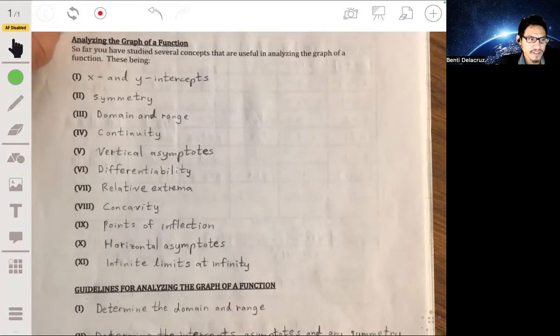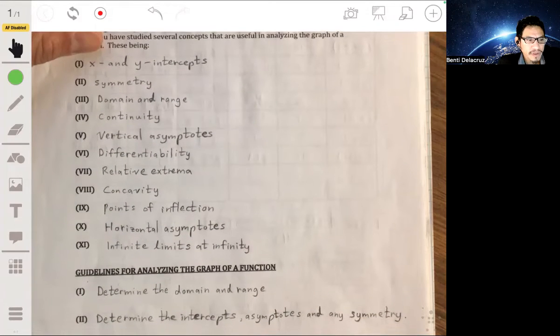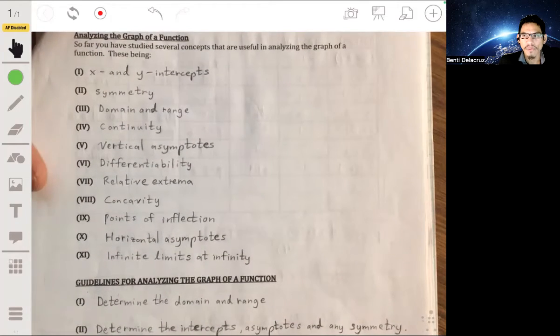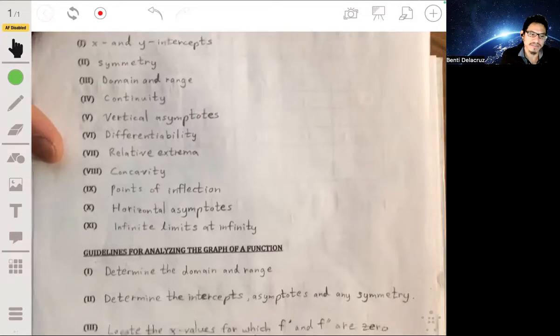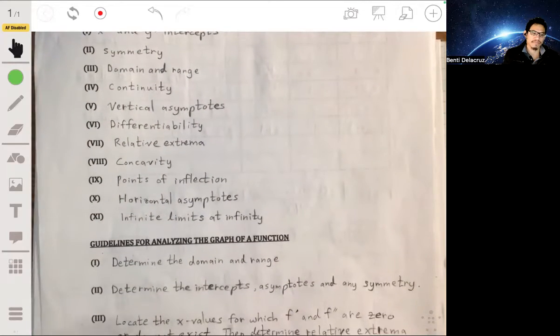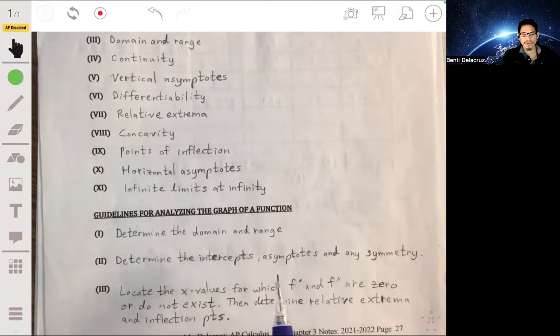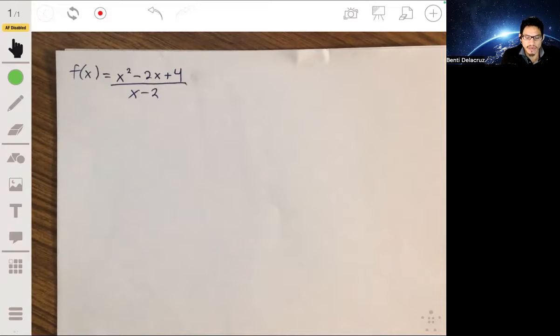There's not a specific order that you have to go about this. It really just depends on the function. I usually go about each problem in a different order, so don't feel you have to do it in this order. It depends on what type of graph you've got. Here are some general guidelines that summarize it: find the domain, range, intercepts, symmetry, figure out the first and second derivatives where they're zero, find the critical points, and you'll see how they relate to the inflection points and relative extrema. But anyways, let's get going on this.